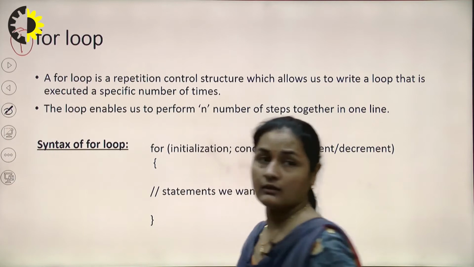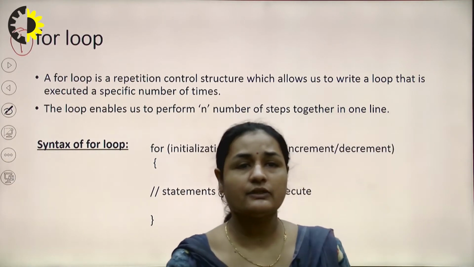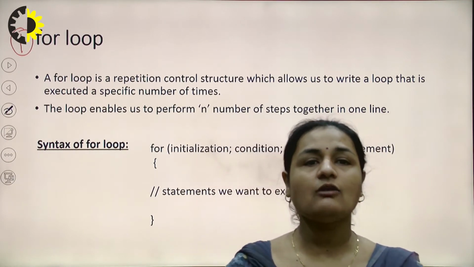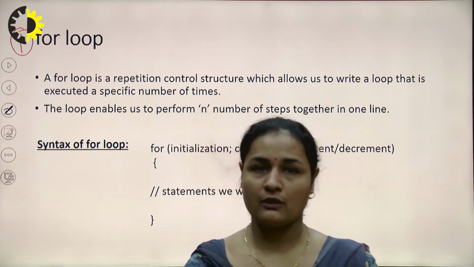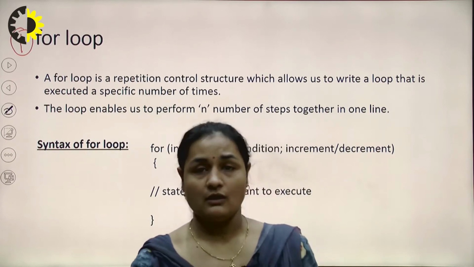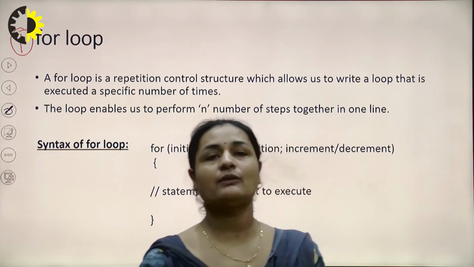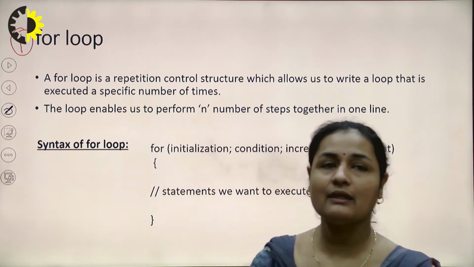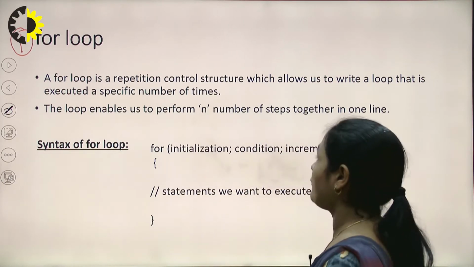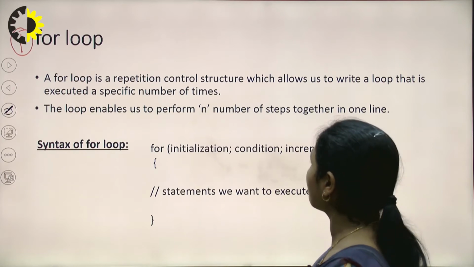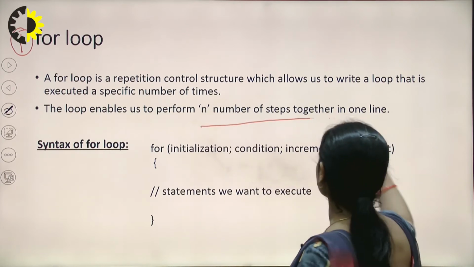For loop. A for loop is a repetition control structure which allows us to write a loop that is executed a specific number of times. When we want to execute a particular statement a various number of times, then we prefer the for loop. The loop enables us to perform n number of steps together in one line.